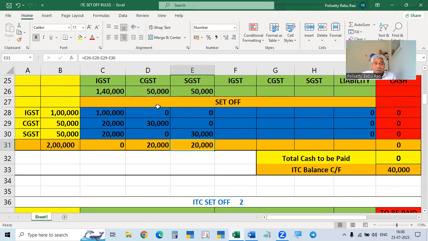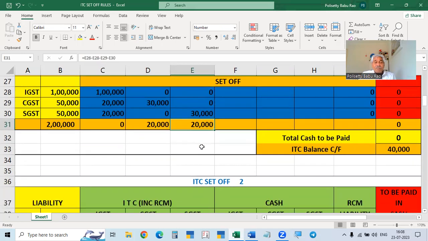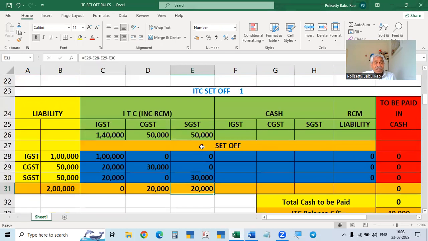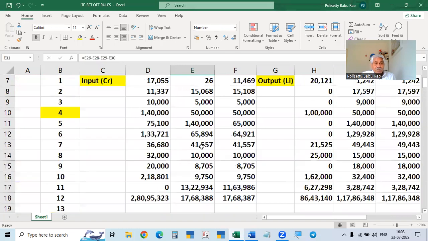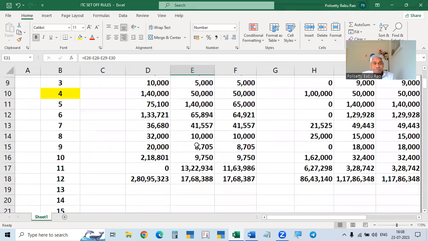But here the balance will be SGST 20,000 and CGST, both are equal. So we have to make it like this. We have to use our method to see how to make the adjustments. Okay, so this is one example. We will take up another example here.